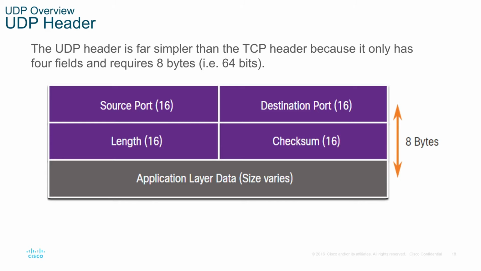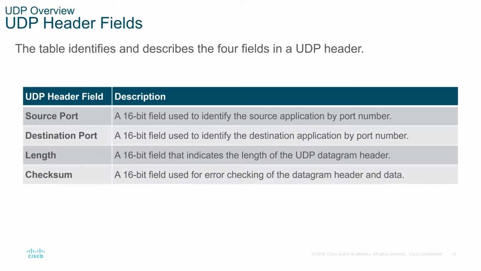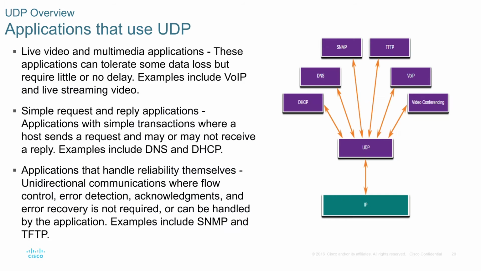Here you'll notice we have a source and destination port, we have a length and a checksum, and that is all. The source port is a 16-bit field, as we found in TCP, as well as the destination port. The length is a 16-bit field that indicates the length of the UDP datagram's header. The checksum is also a 16-bit field used for error checking of the datagram header and data.